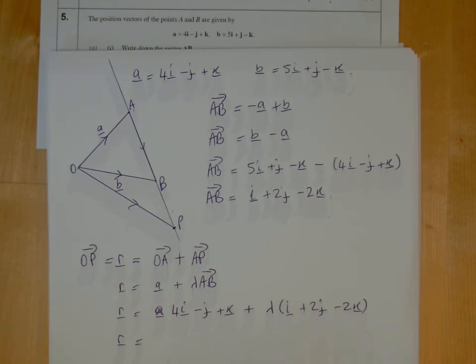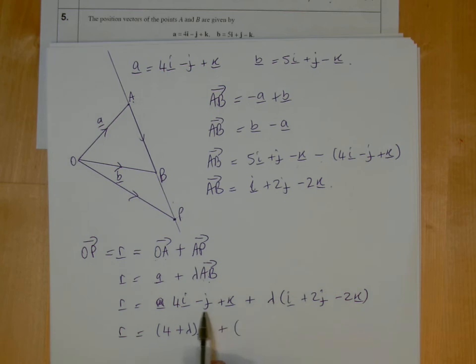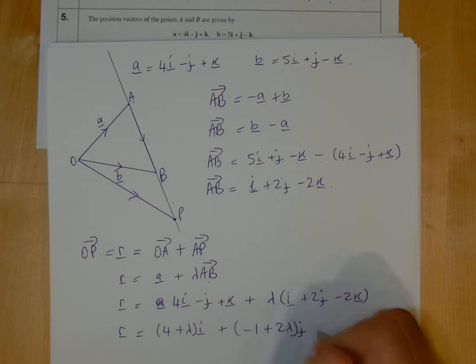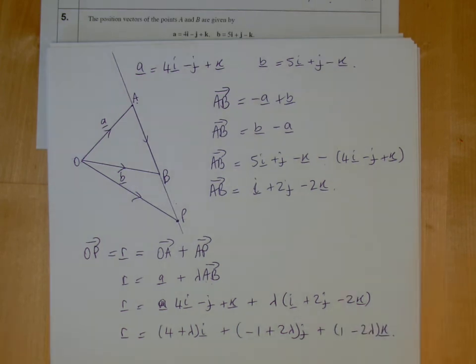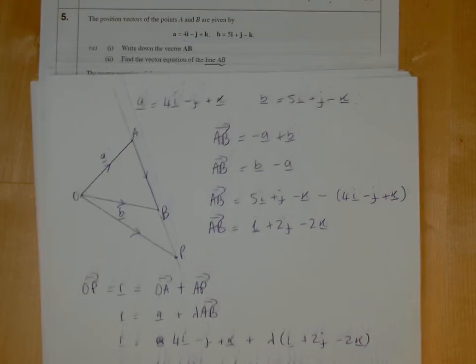Now we put the i's together, the j's together. So I've got 4i here, lambda i there, so it'll be 4 plus lambda i. We've got minus 1j there and 2 lambda there, so minus 1 plus 2 lambda j. And then the k's: we've got 1k there, and lambda times minus 2, which is minus 2 lambda k. Okay, so that's that part answered. All right, that's my line AB.